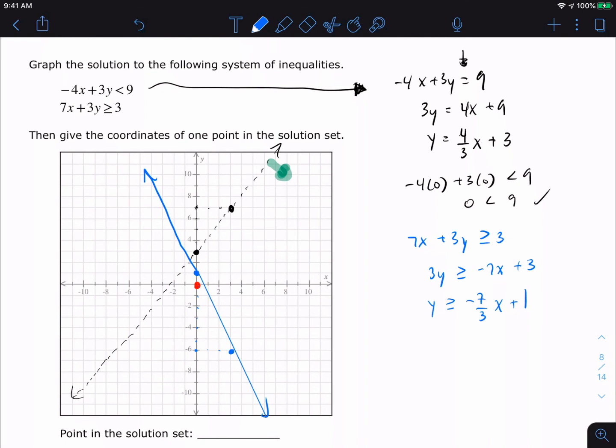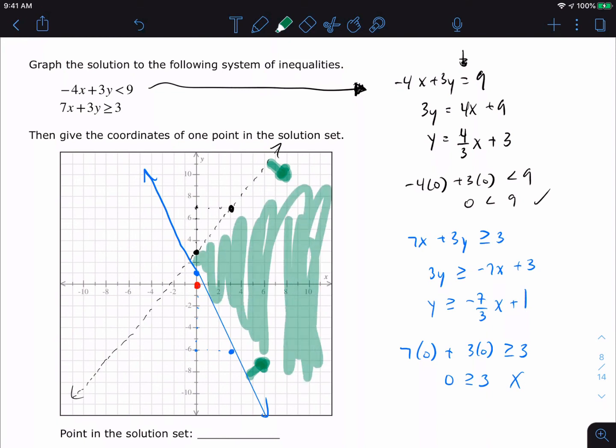Now I'm going to try 0, 0 with that. So I'm going to go, okay, 7 times 0 plus 3 times 0, is that greater than or equal to 3? So is 0 greater than or equal to 3? No. So this is no. So to decide which way we need to shade, where the red dot is to the left, so we have to shade to the right. So where are they both shading? They're both shading here.